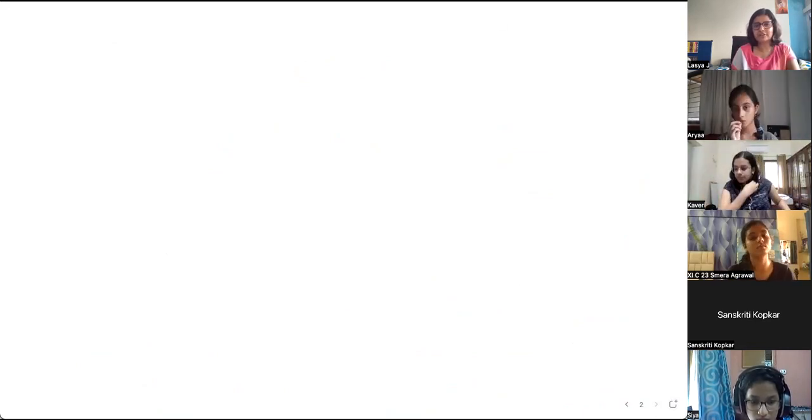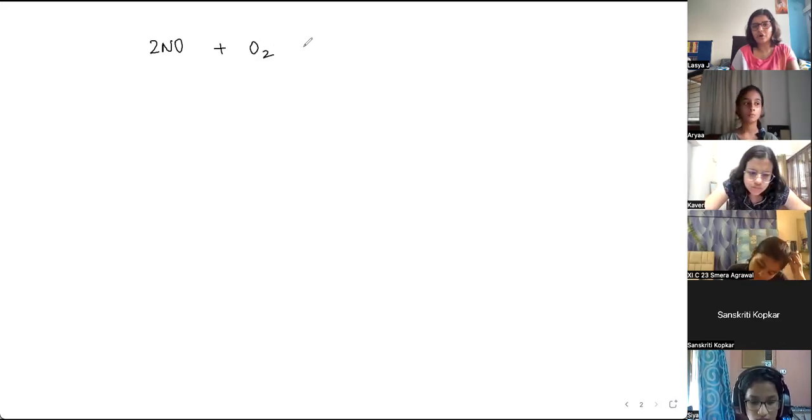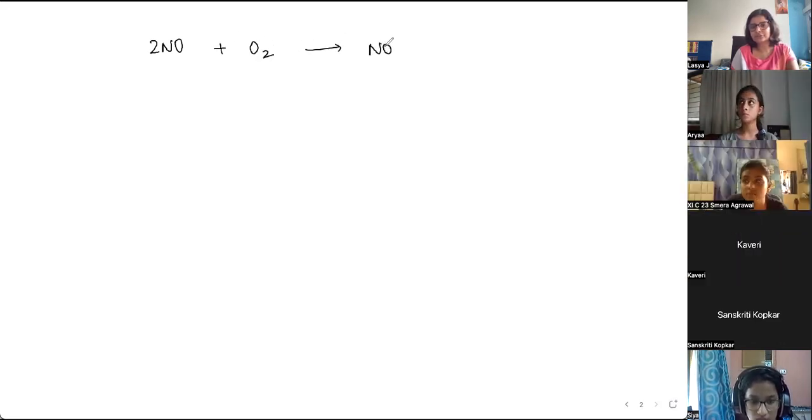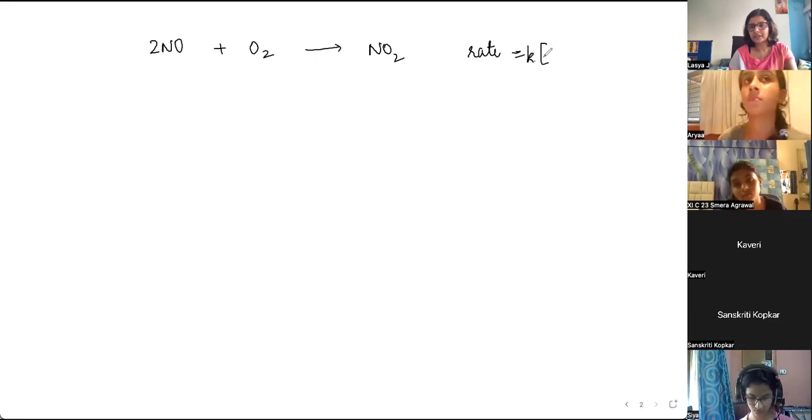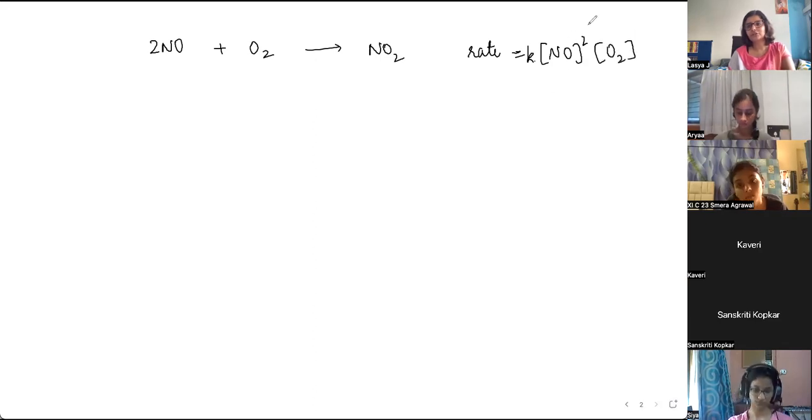So one reaction: nitric oxide, NO, when oxidized turns into nitrogen dioxide. Its rate law is rate equal to K into the concentration of NO squared, concentration of O2. So in this case, it happened to be equal to the stoichiometric coefficients.